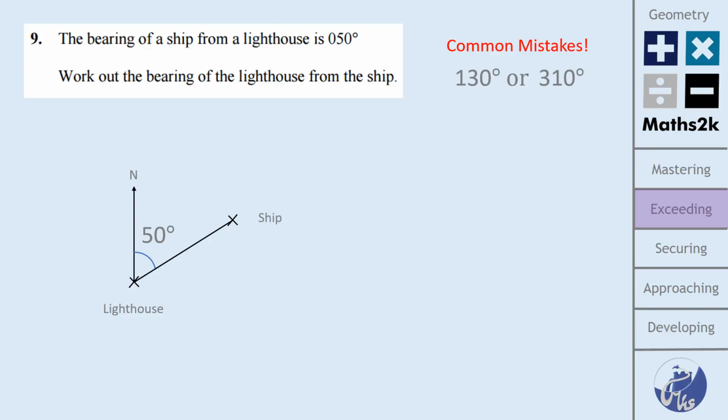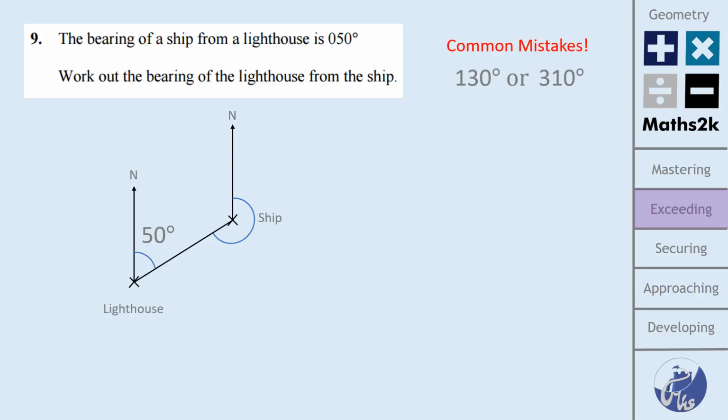At this point, I'm now going to draw another north line at the ship. I now want to have the bearing which goes from the ship back to the lighthouse. So if I'm at the ship, then the angle I need is this one going all the way around here, because I'd have to go clockwise from the north if I follow my bearings rules. So now I need to figure out that angle.